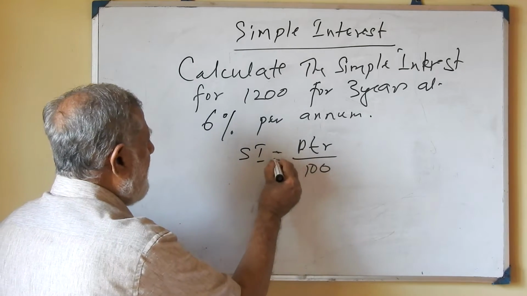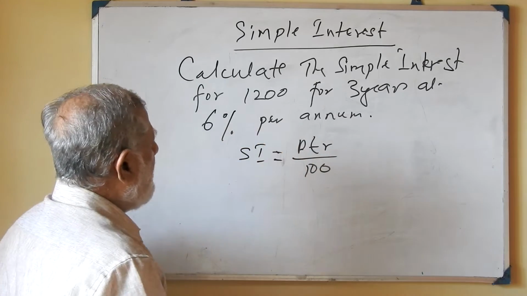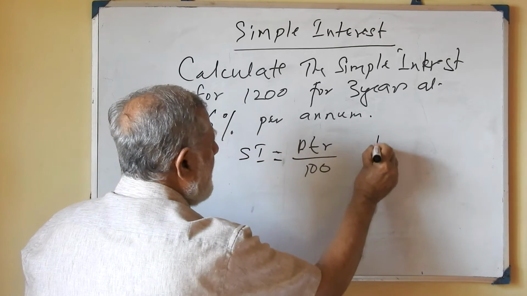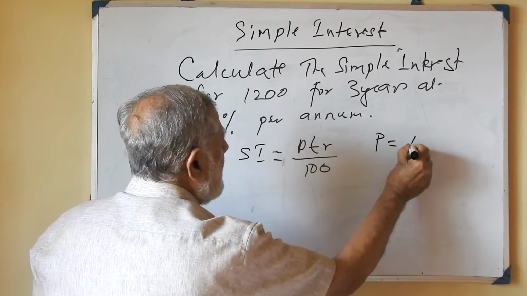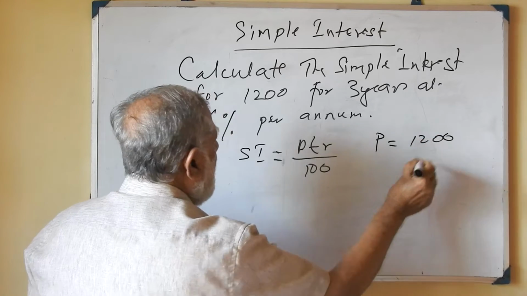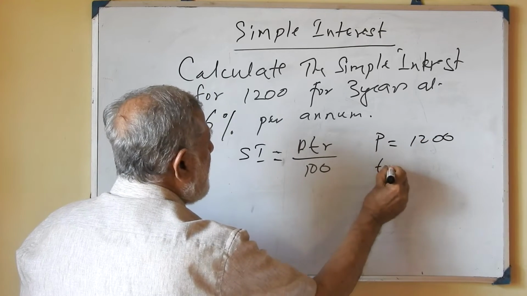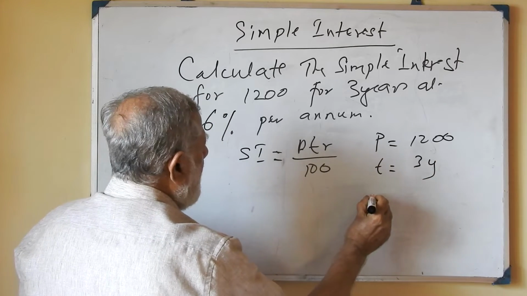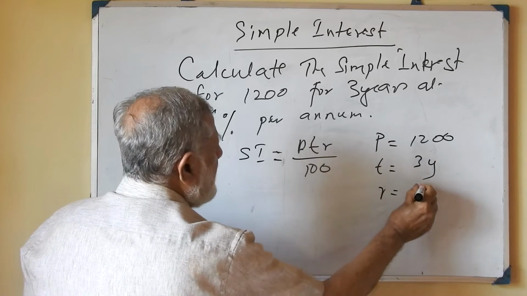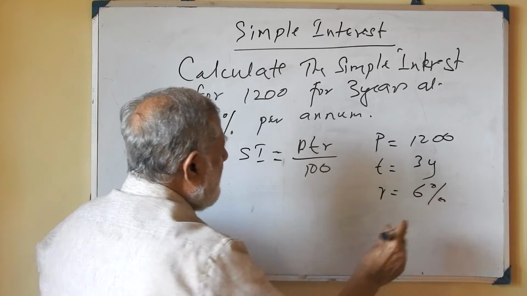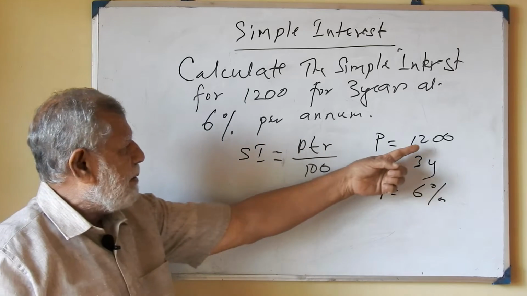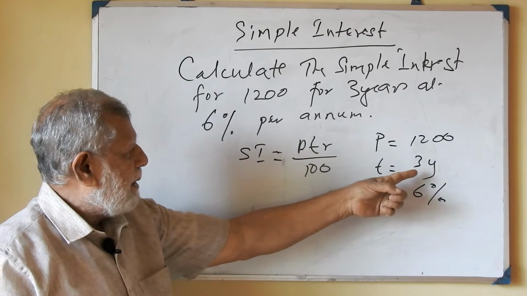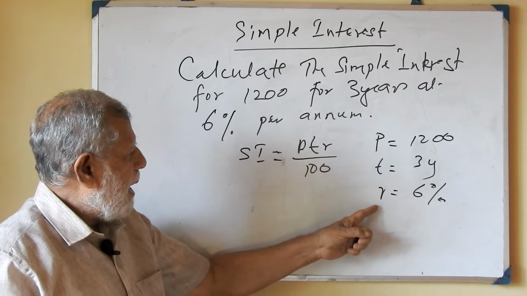Now what does P stand for? P means the amount of money, that is principal. P is equal to 1,200 rupees, principal. And T is equal to time. Time is 3 years, and R is equal to rate, that is 6%. PTR: P means the amount of money you borrow, T is the time, 3 years, and R is 6%.